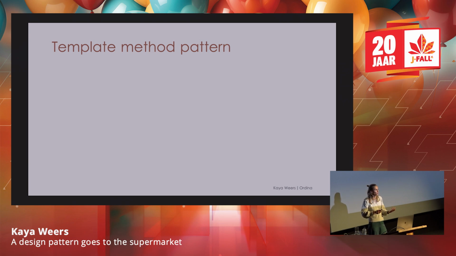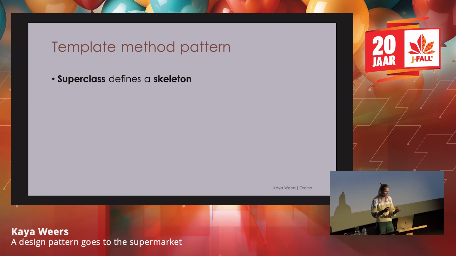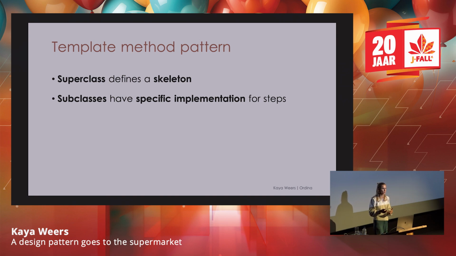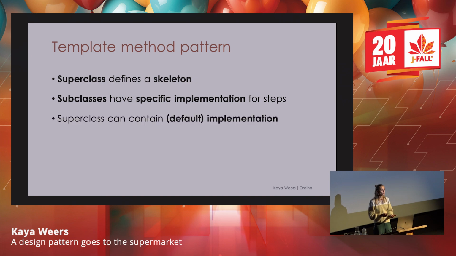And what you do here is you define kind of a skeleton in the superclass. And there you say, what's the process, what are the steps? And then the specific implementation of those steps is in the subclass. But the superclass can also have an implementation. For example, if it's really generic, the cutting of the bread is so generic, it's for all the bread. You don't have to implement it by the subclass. And it can also have a default implementation, but I'll get to that later on.